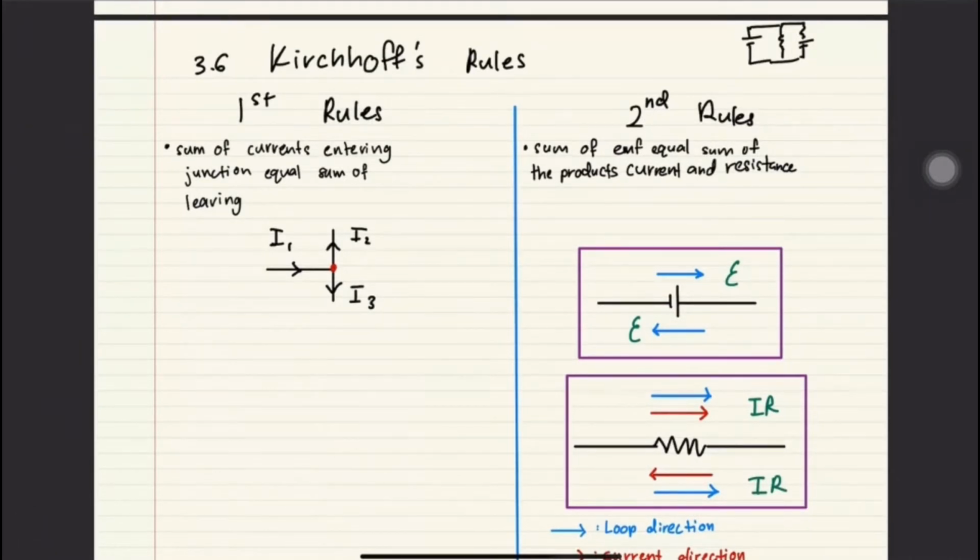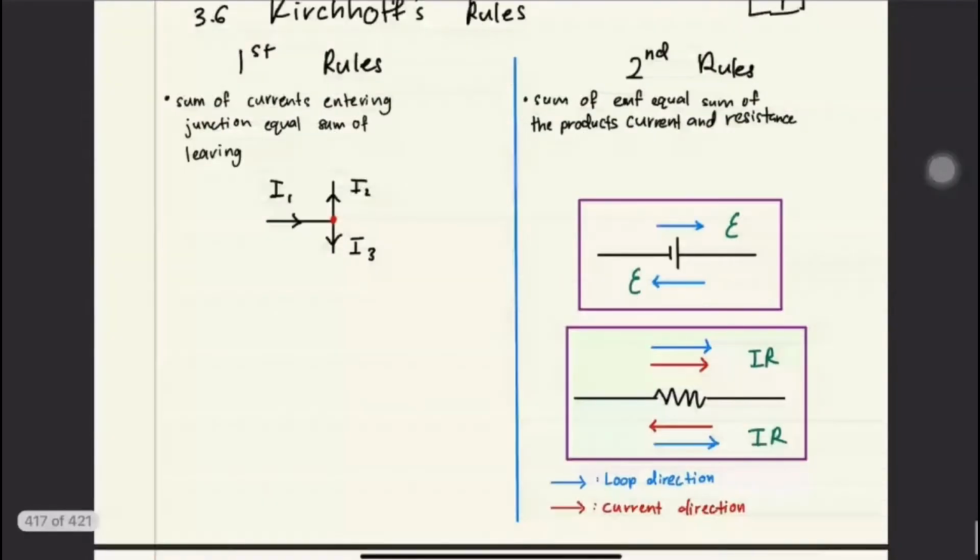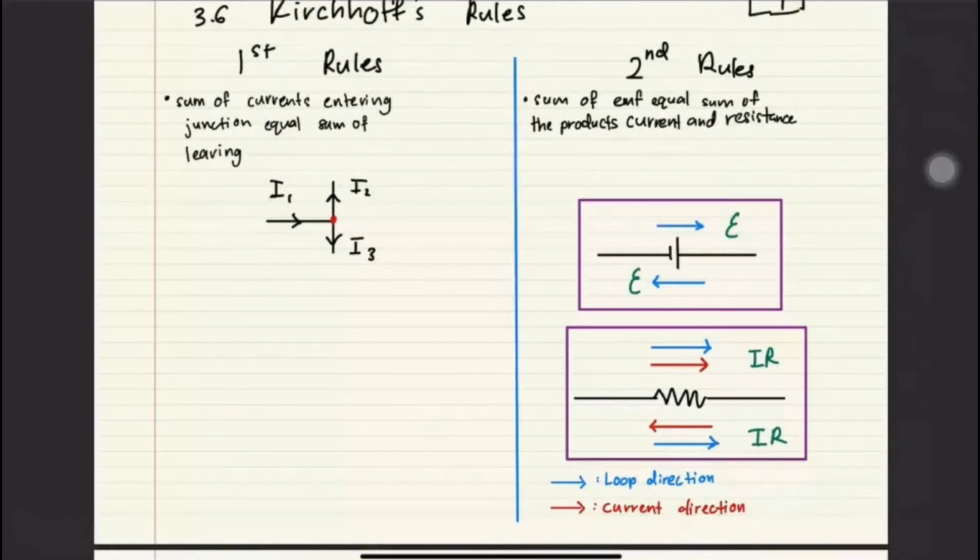Okay, so the first rule says that the sum of current entering a junction is equal to the sum of current leaving. In terms of formula, it will be I in equals summation of I out. From my example over here, which current is going in and which current is going out? I1 is going in, correct? And then I2 and I3 are going out.